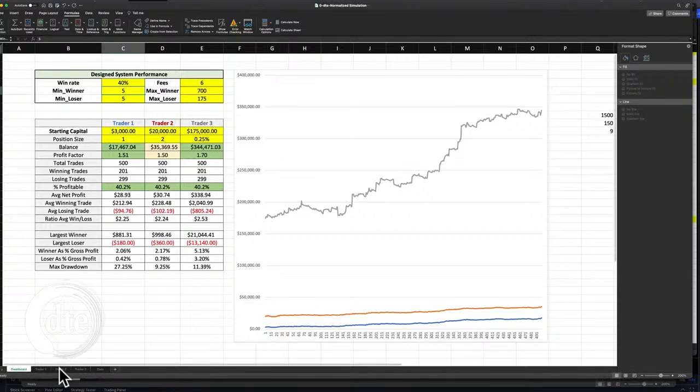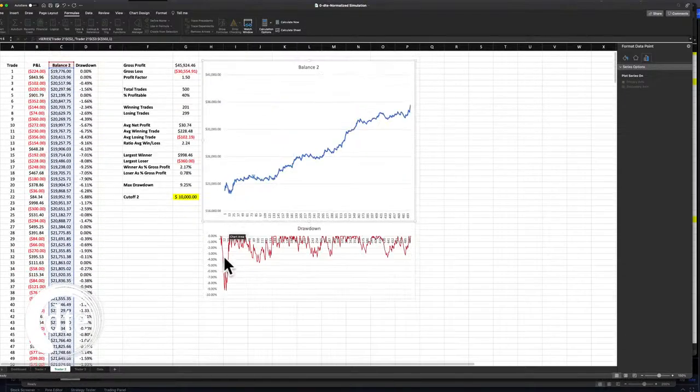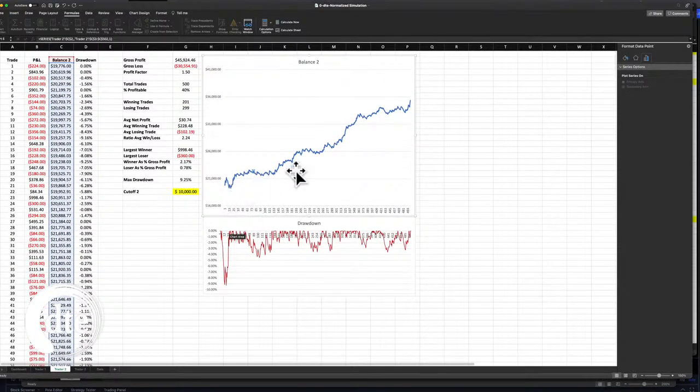All right, let's go back to traded 2. And in this instance, a 40% win rate and did really well, right? Big drawdown in the beginning. Well, not a huge drawdown, but significant enough. 9% drawdown.